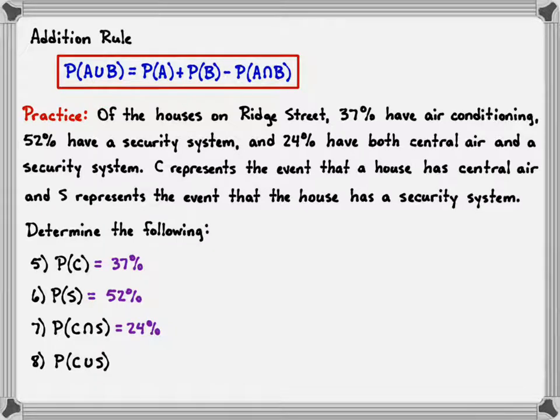If I want the union, that's the same as taking one probability plus another probability and subtracting the intersection of those probabilities. So in this case, it would be P of C plus P of S minus P of the intersection of C and S. And since we have all those values, we could just plug them in. So we get 37 plus 52 minus 24, which is 65%.